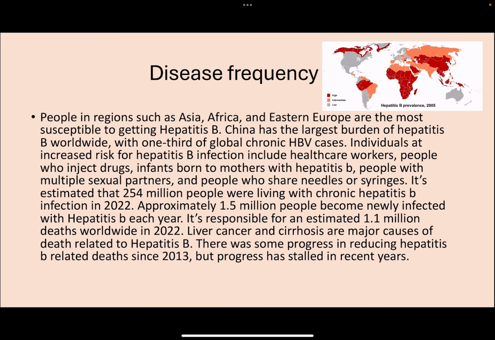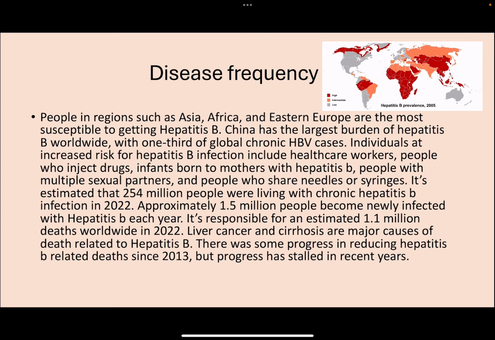Disease frequency. People in regions such as Asia, Africa, and Eastern Europe are the most susceptible to getting hepatitis B. China has the largest burden of hepatitis B worldwide, with 1/3 of global chronic HBV cases. Individuals at increased risk for hepatitis B infection include healthcare workers, people who inject drugs, infants born to mothers with hepatitis B, people with multiple sexual partners, and people who share needles or syringes.